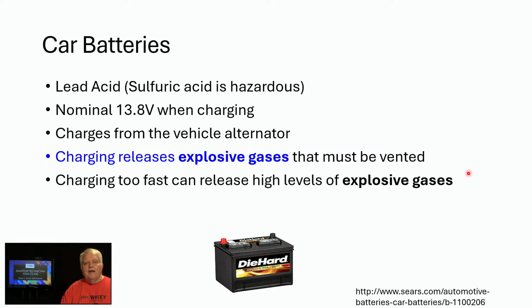All right. Car batteries, the lead acid batteries that are in your car, are nominally about 13.8 volts when they're charging. So that's where that comes from. And it charges from the vehicle's alternator. And when it is charging, did you know this? You're releasing explosive gas, hydrogen, and that hydrogen gas has to be vented. If you charge too fast, you can release high levels of this hydrogen gas. So this is something that you need to keep in mind.